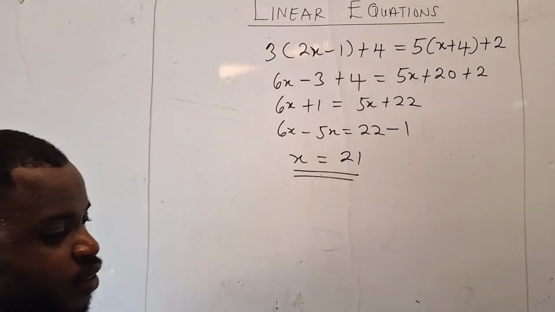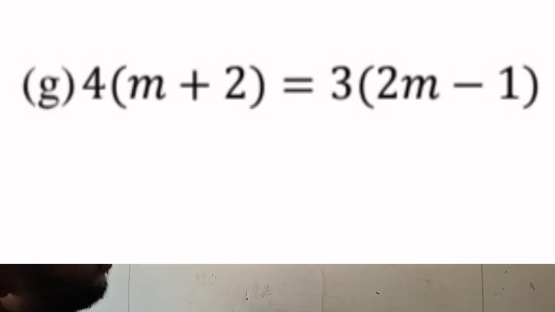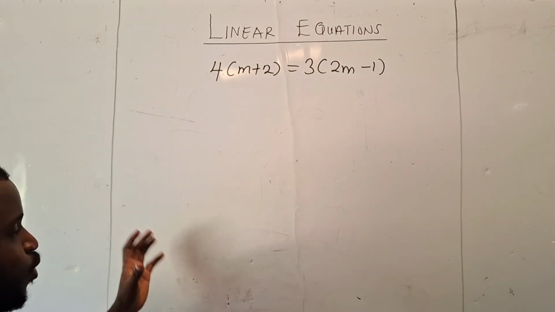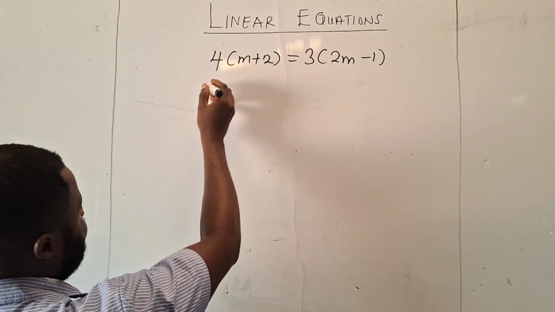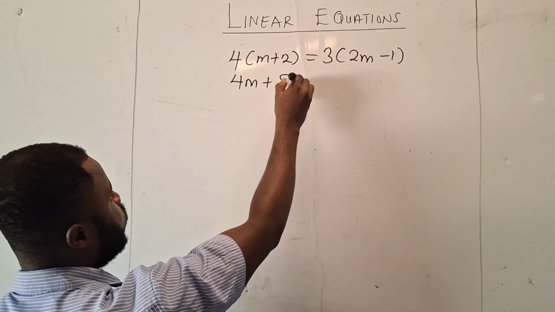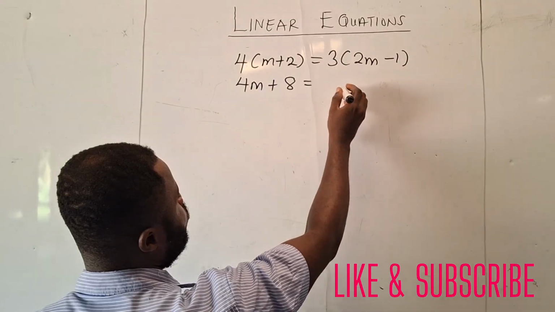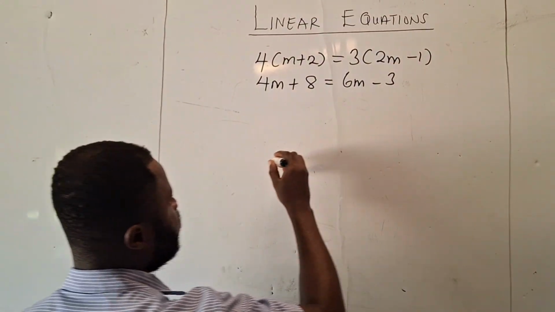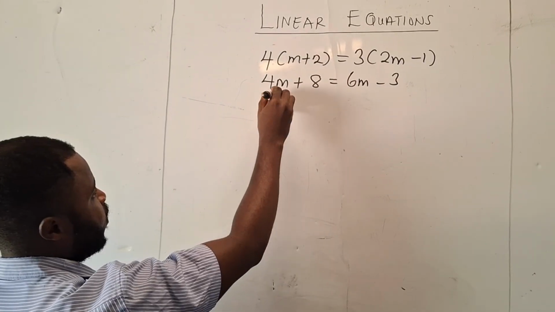So let's take another one. In this last question, we are going to find m. It's not always that we find x, it can be any letter. So we are going to open the bracket and find our m. We have 4 times m, which is 4m, 4 times 2, which is 8, 3 times 2m, which will be 6m, then 3 times negative 1, which will be negative 3.